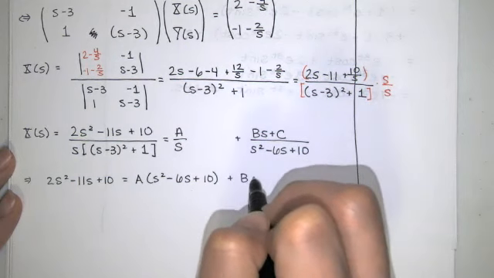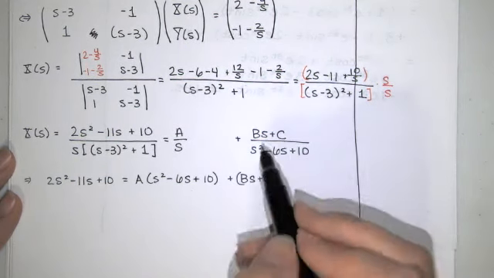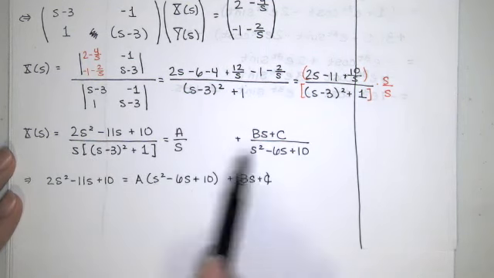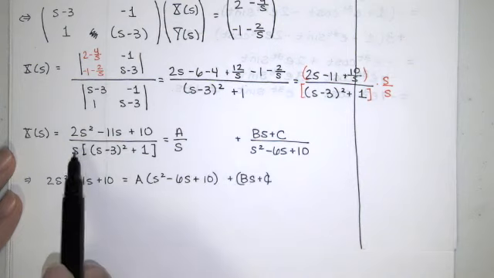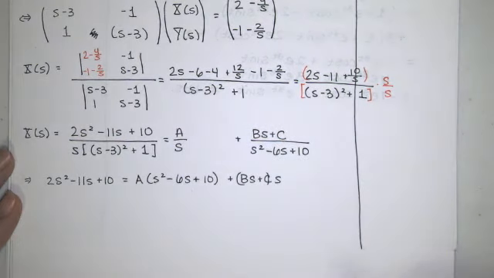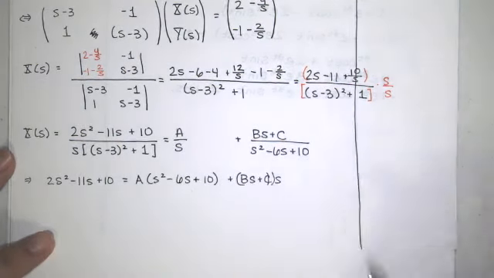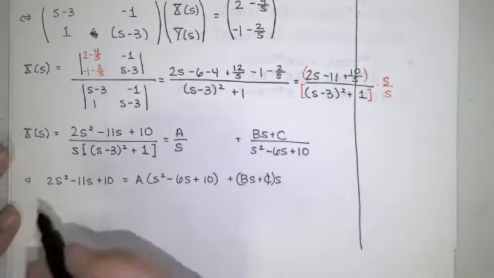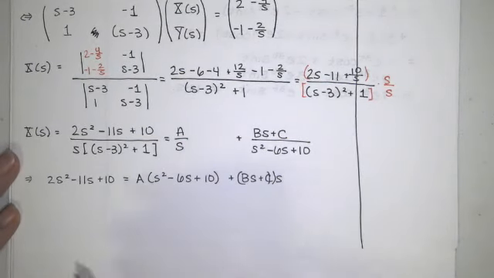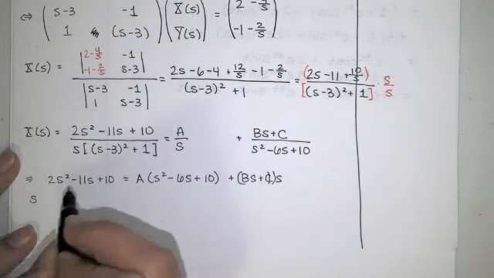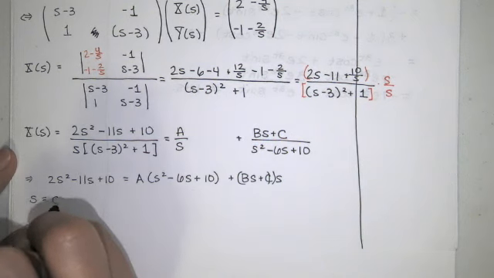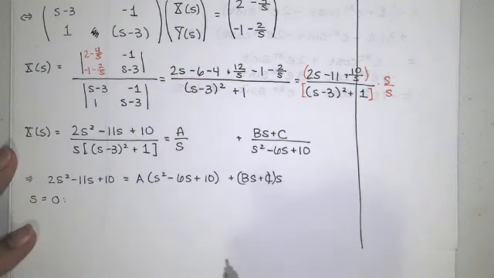And then over here, when we multiply this quotient by this, this will cancel with this, and the only thing that will be left is the Bs plus C and the extra factor of s. Now, in order to solve for A and B and C, I will just choose 3 values for s that will allow me to solve this equation for A, B, and C. Not a system, it's just a single equation.